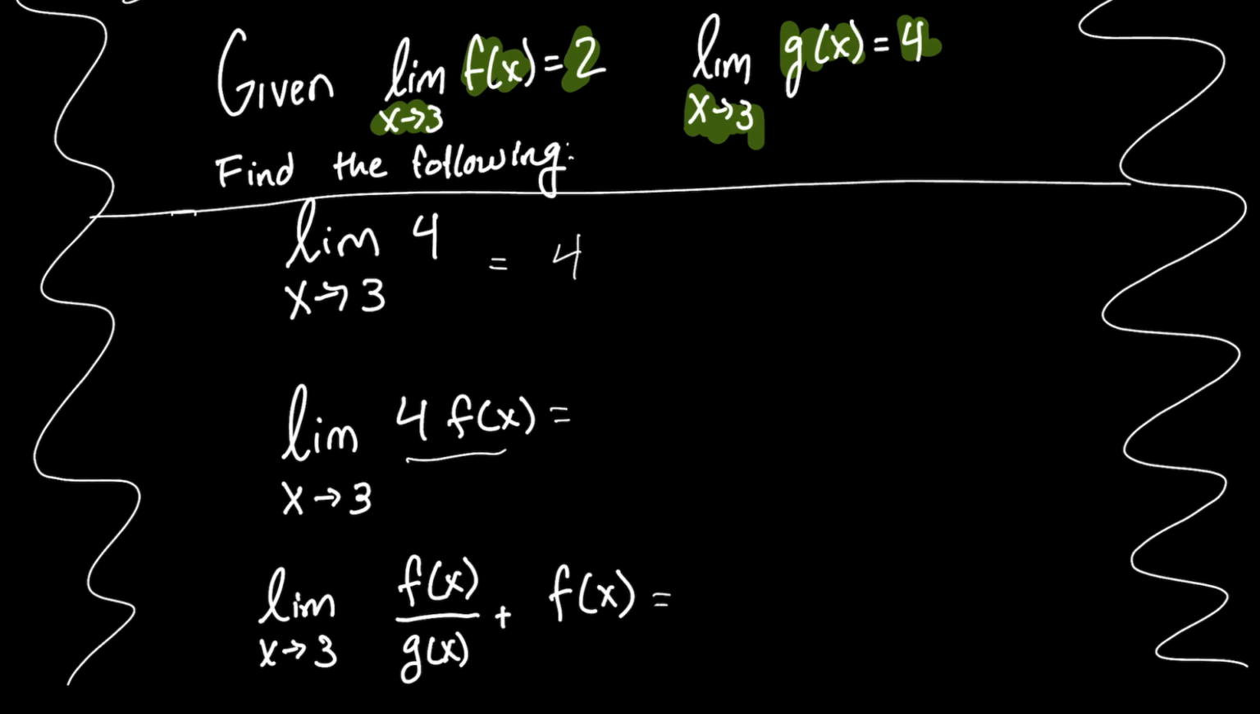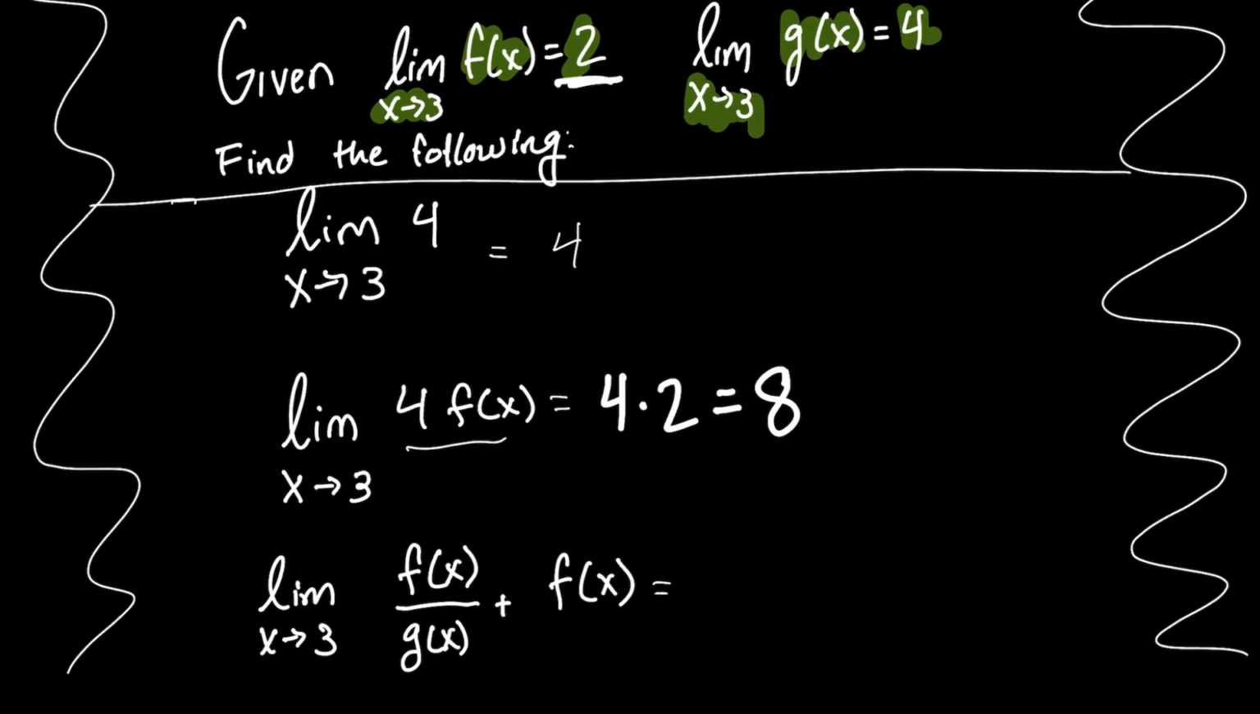With this one, we can actually just split it up so that we're only doing 4 times our limiting value, 2. That'll give us 8. For this last one, we can just plug our limit values in using the algebraic limit laws that we know. We know that this will be 2 divided by 4 plus 2. This is going to give us 2 1/2.